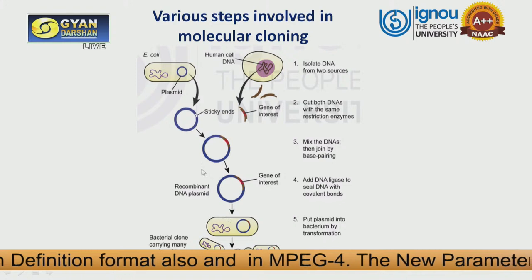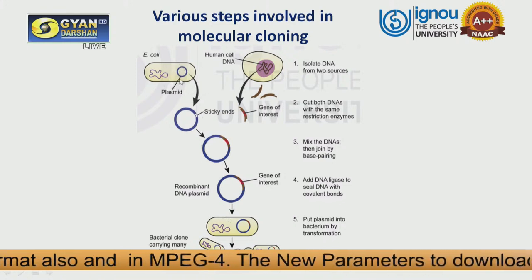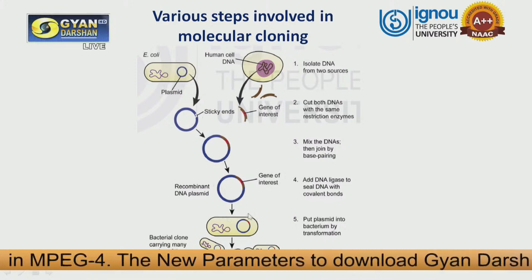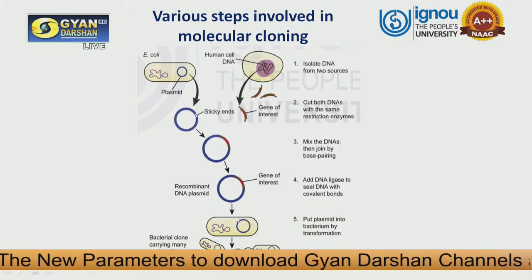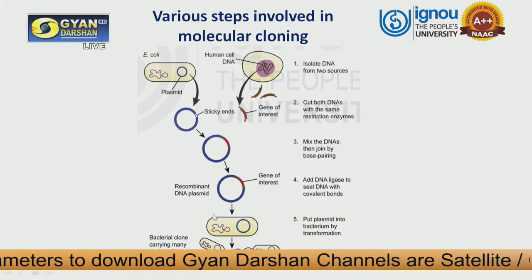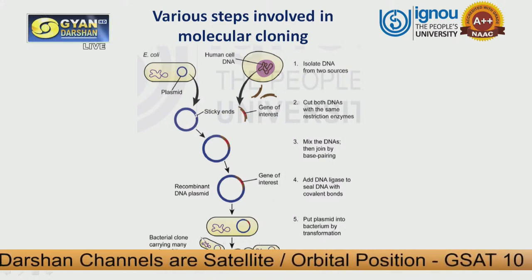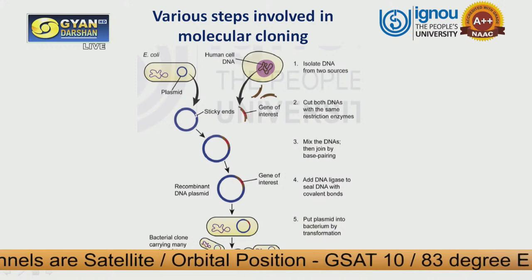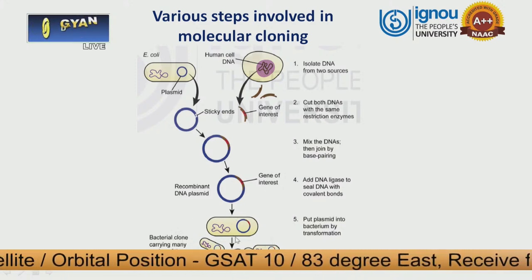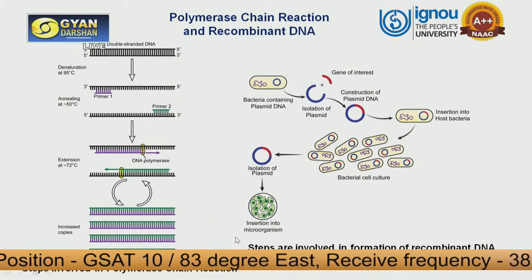So you can see the difference. Earlier this bacterium was having a plasmid without the gene of interest, whereas now it has a plasmid with the gene of interest. And now when this is plated on a media, the bacteria multiply, and in the course of multiplication, the vector and gene of interest also multiply.